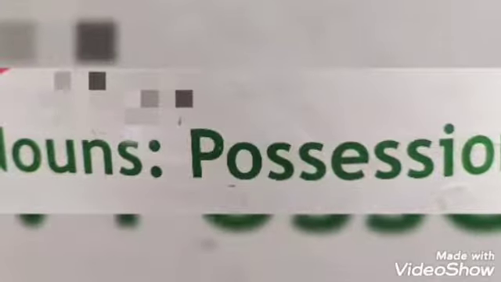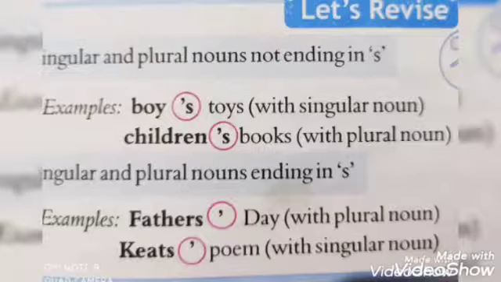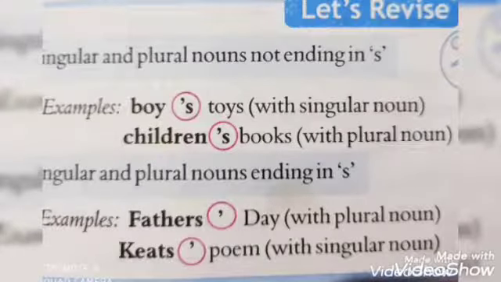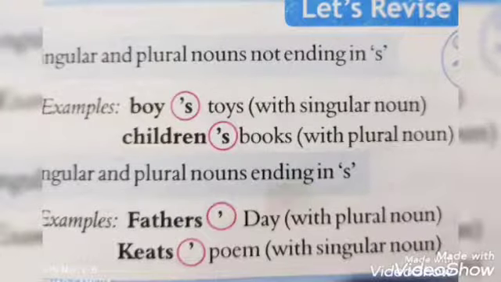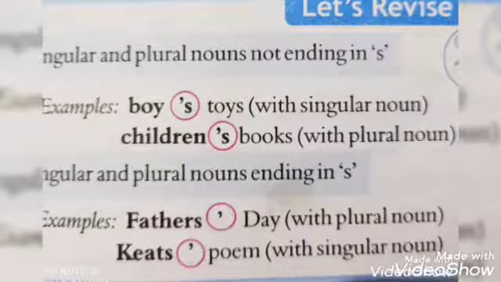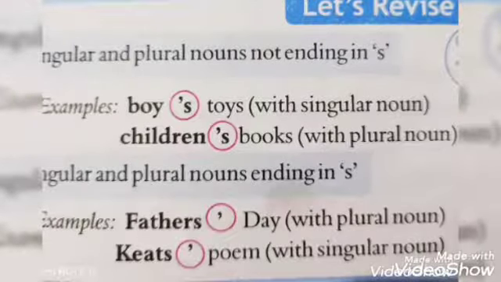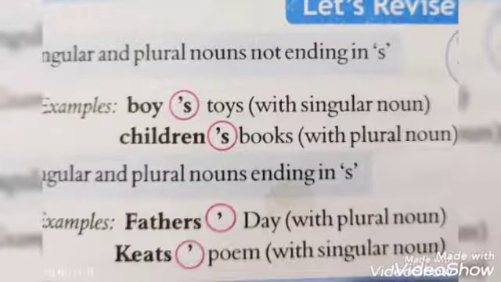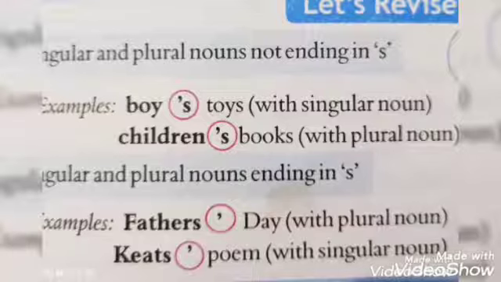Now we are going to talk about noun possession. To show possession or belonging, we add apostrophe s to singular nouns and to plural nouns not ending in s. For example, boy is a singular noun. We add apostrophe s, boy's toys. Children is a plural noun and we add apostrophe s, then children's books.